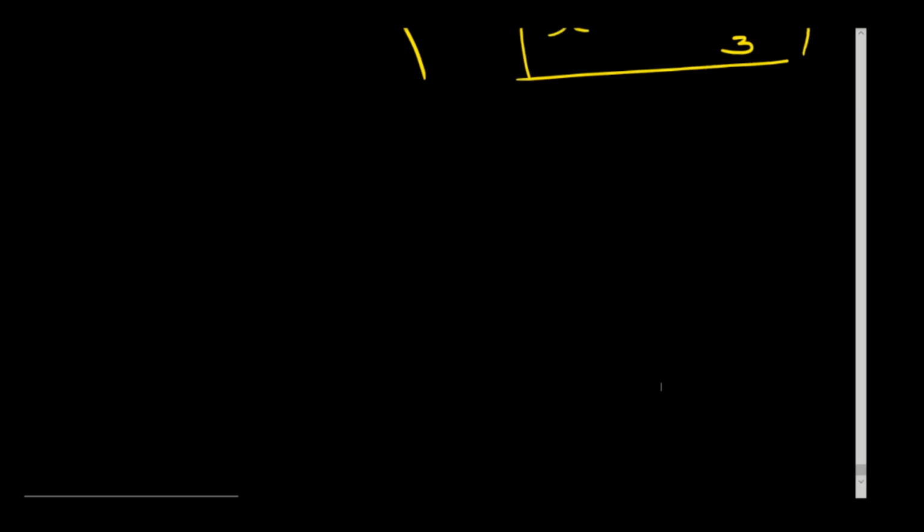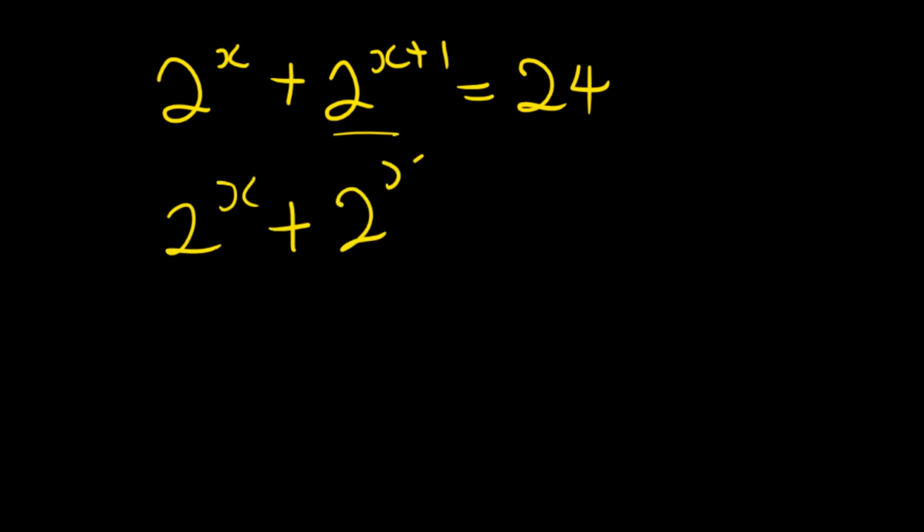Now I'm going to continue to solve another problem, which is written as follows. We have 2 to the power of x plus 2 to the power of x plus 1 is equal to 24, right? To expand this, we have 2 to the power of x plus 2 to the power of x multiplied by 2 to the power of 1 is equal to 24, right? So what's common here? It's 2 to the power of x.